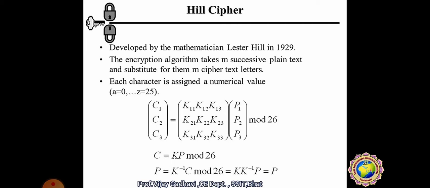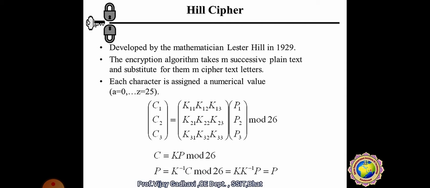It is a Hill cipher. We are implementing it in C. Before that, the basics: it was developed by the mathematician Lester Hill in 1929. Its algorithm takes m successive plaintext letters and substitutes for them m ciphertext letters. Each character is assigned a numerical value, for example a = 0 to z = 25. Here is the equation. You must remember this equation.